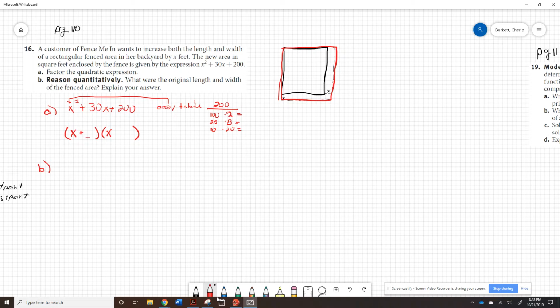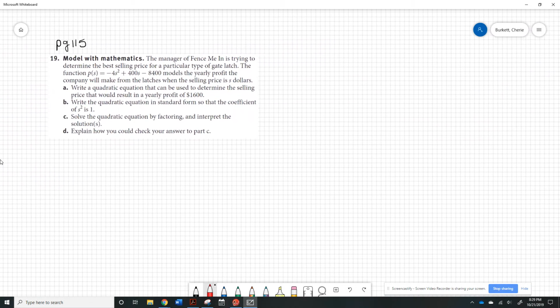So these two numbers right here, whatever you put right here, that's going to be the original length is, and the original width is. So you'll want to put these two numbers as the answers right there. Okay. Let's move this over here.